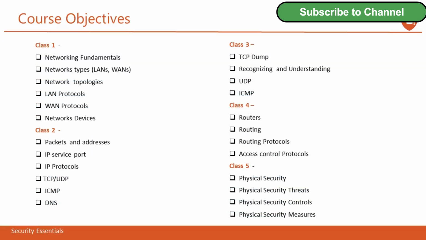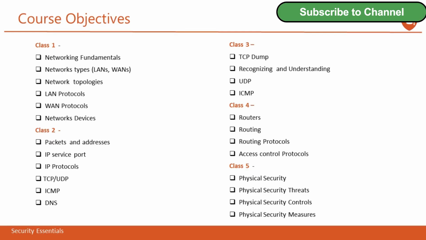So now we are going to start our first course, that is networking concepts. The objective of this course will be, in class 1, to get to know about networking fundamentals, network types, network topologies, LAN protocols, WAN protocols, and network devices. In class 2, you will get packets and addresses, IP service ports, IP protocols, TCP, UDP, ICMP, and DNS.